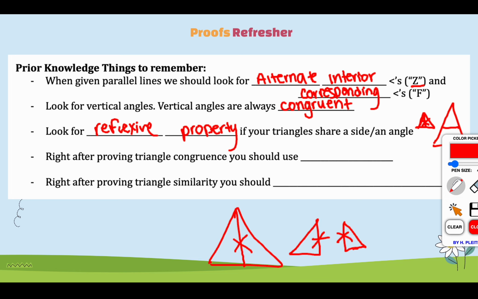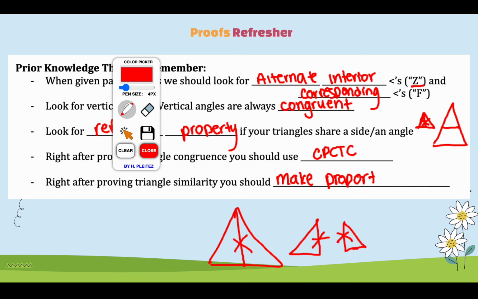And then again, right after proving triangle congruence, we should try to use CPCTC. And then right after proving triangle similarity, we should make proportions of sides, okay?